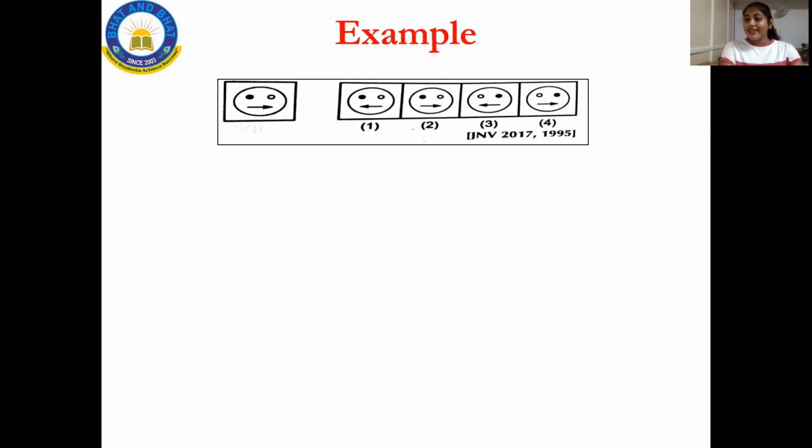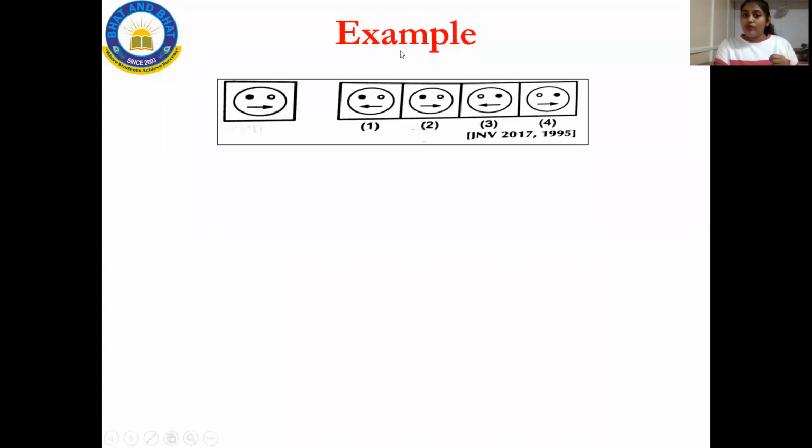Wow, a smiley face. We all know that smiley face. Look here: in your smiley face, one eye is closed and one eye is open, and the arrow is towards left to right. Why is the first one not the answer? Because the arrow is moving right to left, so it is not the answer.